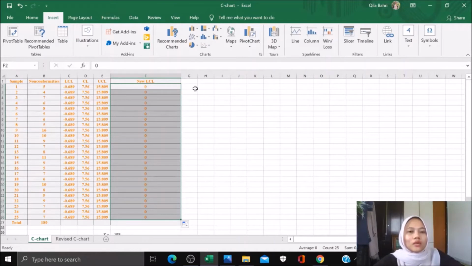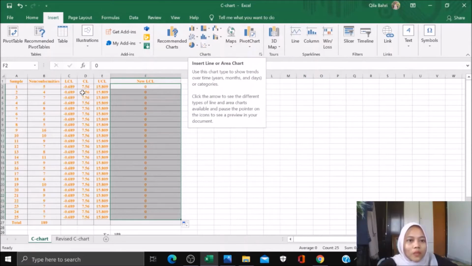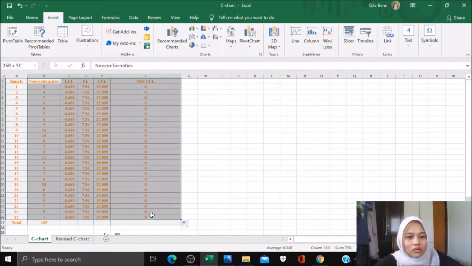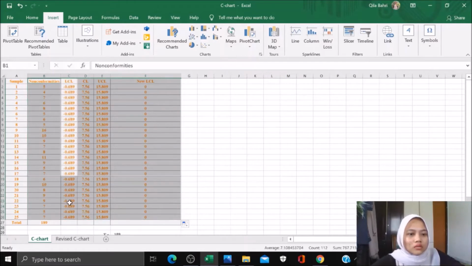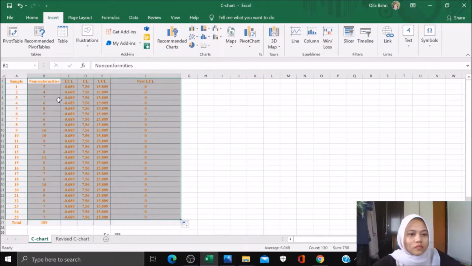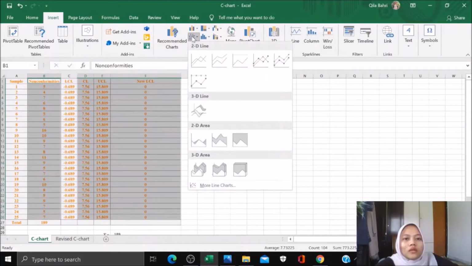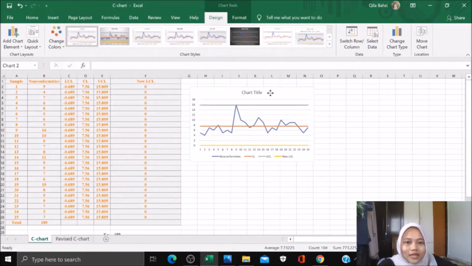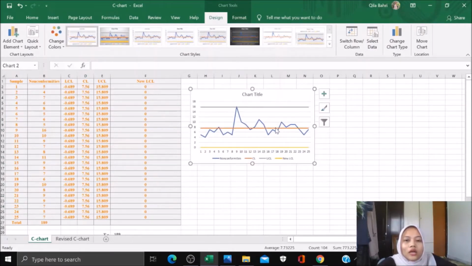So after that, what we should do is we construct a graph. Okay, select all of this, and exclude this one. Okay, so this is the chart that we will get after we insert all of the data.